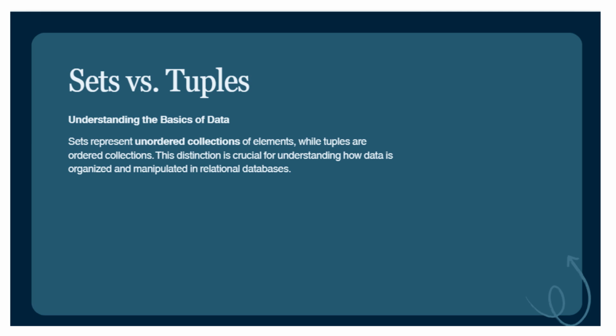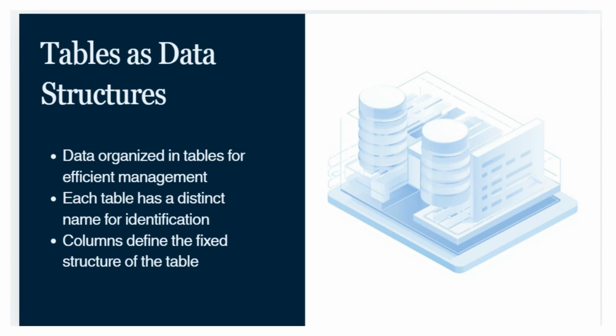This structure is built on the principles of set theory, which gives us a mathematical way to organize and reason about data. In set theory, a set is an unordered collection of elements. For example, ABC is the same as CBA, because order doesn't matter. A tuple, on the other hand, is ordered, so ABC is different from CBA. This distinction between sets and tuples is crucial in understanding how relational databases work.